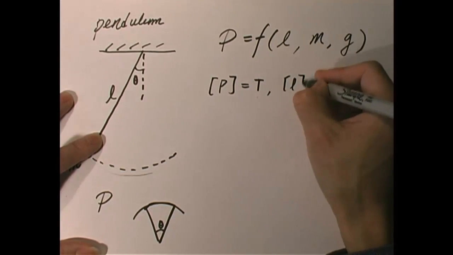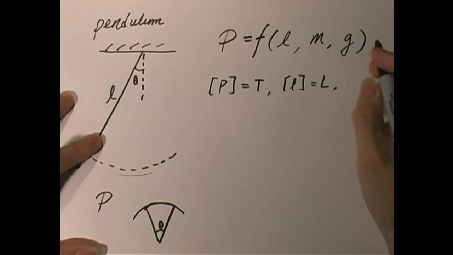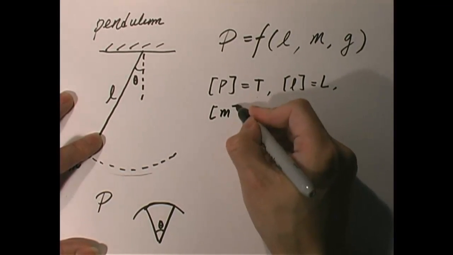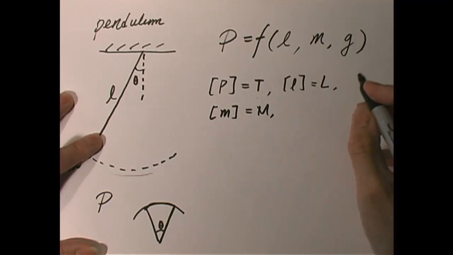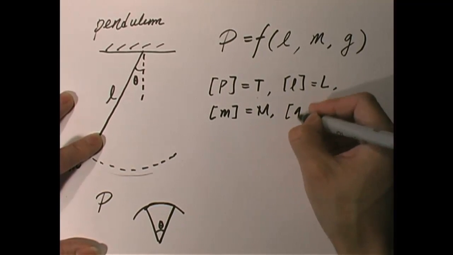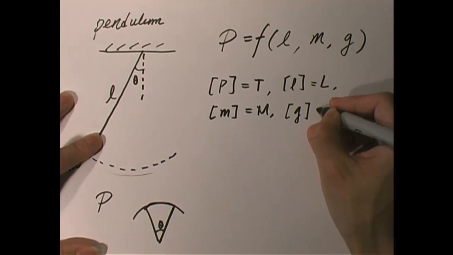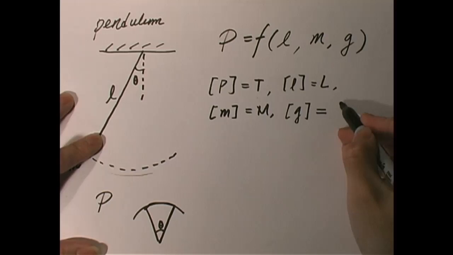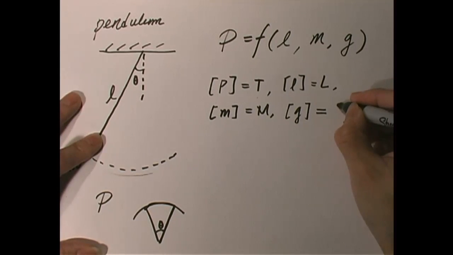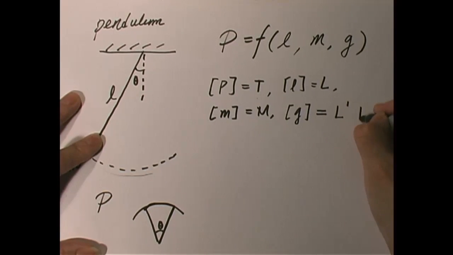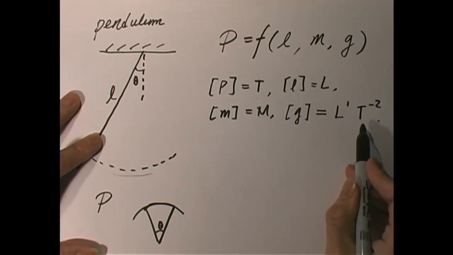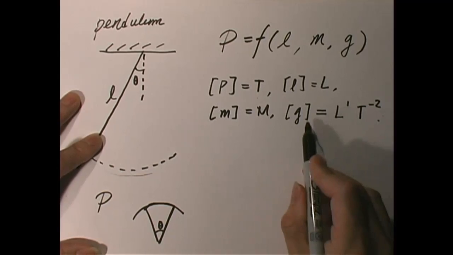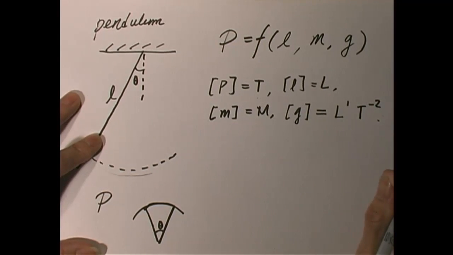Dimension of L, length, that's of course just L. Dimension of M, that's capital M. Right? Dimension of G. Okay, G is the acceleration. It is measured in SI unit, in meters per second squared, as we'll learn in the next chapter. So it's length over time squared. In other words, it's L to the first power and then T to the power -2. We'll learn that in the next chapter. All we need to know now is that is the dimension. We don't have to know details about G.